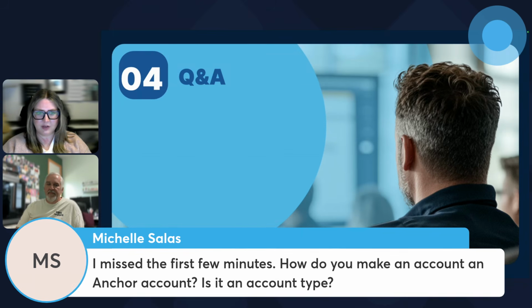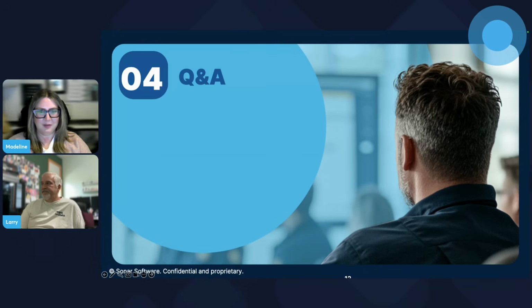We've got a question here from Michelle. She missed the first few minutes. So how do you make an account an anchor account? Is it an account type or something else? No, the anchor and linked are on the addresses. So it becomes an anchor account when you create that address, and you'll be able to go back and look at that. There'll be a checkbox in the address creation that says this is an anchor address. So when you check that box and then associate that serviceable address to an account, that makes it an anchor account.